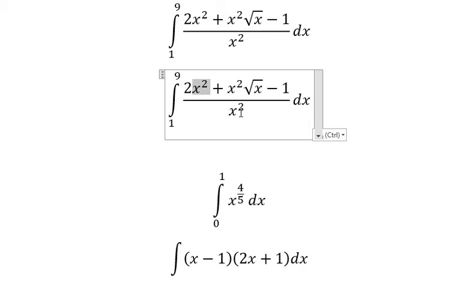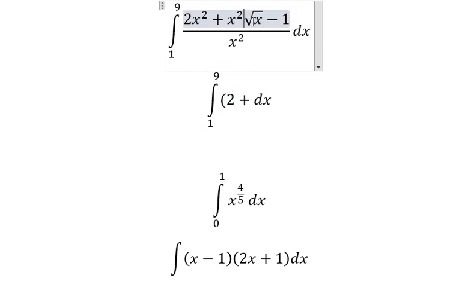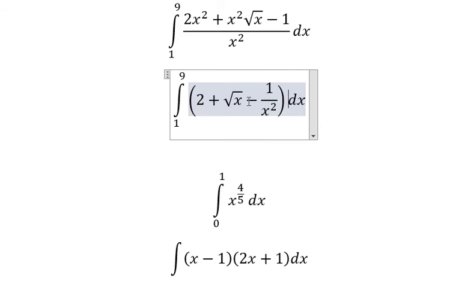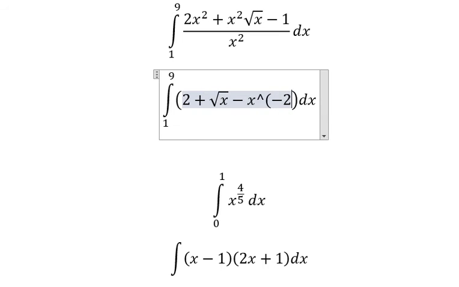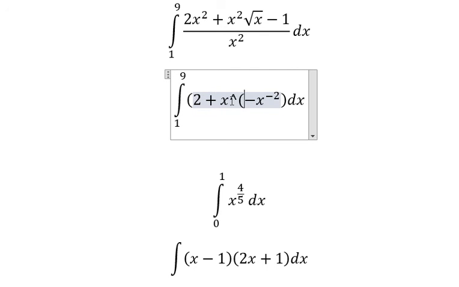2x squared divided by x squared, divided by x squared, 1 divided by x squared. So we have 2 plus the square root of x minus 1 over x squared. And this one we can write as x to the power of negative 2. This one we can write as x to the power of 1 over 2.